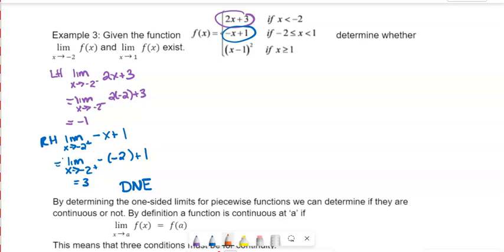Okay, let's look at the next one. The left-hand limit of our next one as x is approaching 1 from the left. So again, that's going to be this function, -x plus 1. So here I'm getting a 0.